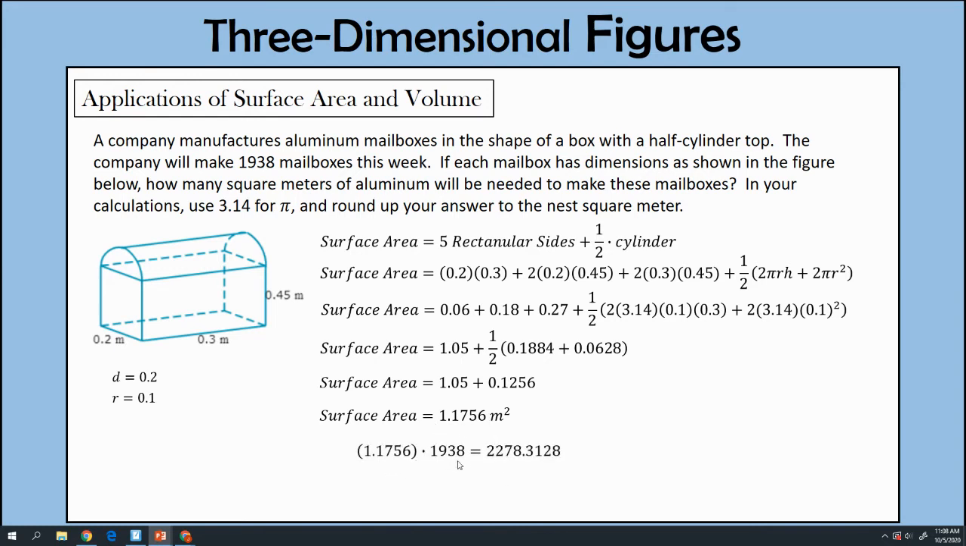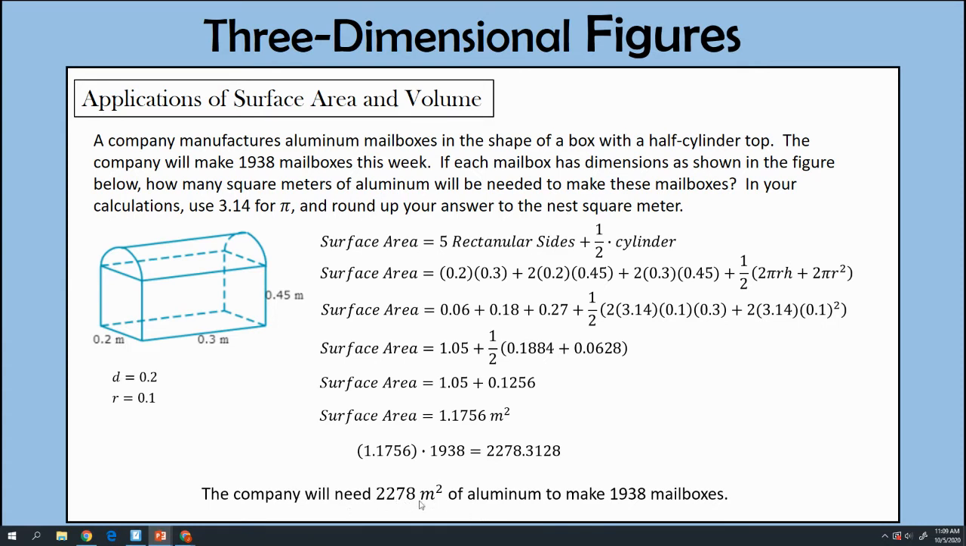All right. Now they want to make 1,938 of these things. So I have to take the surface area for each one and multiply it by that number. Now I made a mistake in my final answer here. They wanted us to round up to the nearest square meter.